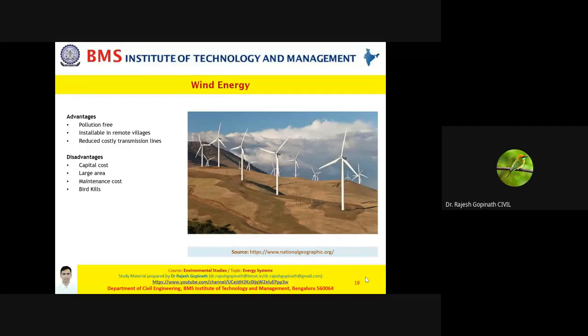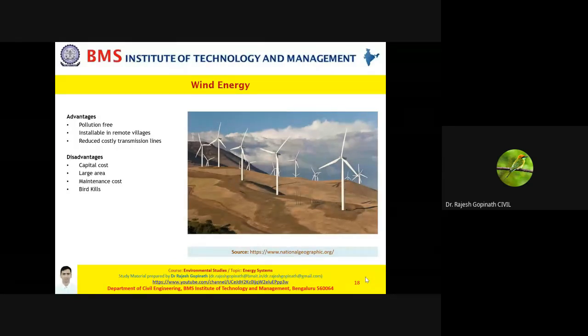You can install them in locations which are very remote, probably on the outskirts, on the mountains, wherever there is potentially very good wind generated, there you can go about doing it. And you don't need transmission lines, so you're saving a lot of money. But what is the disadvantage of wind energy?